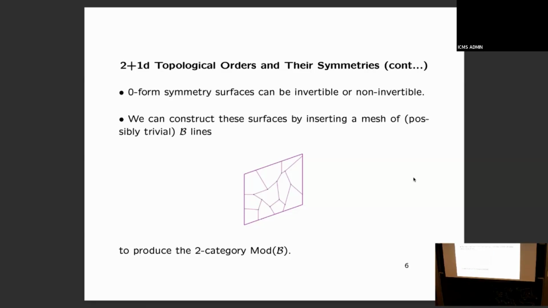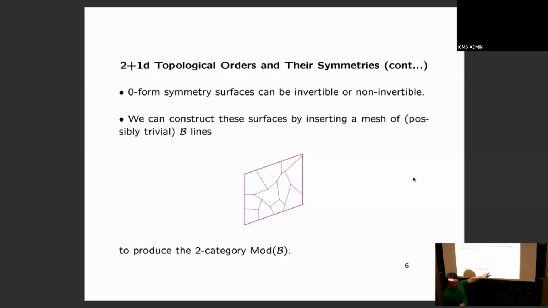Isn't that a condition, in order that the surfaces have the structure of a braided two-category? The braiding itself is the braiding of lines, right? So you automatically get a two-category, or is that another condition on the lines that you start with?